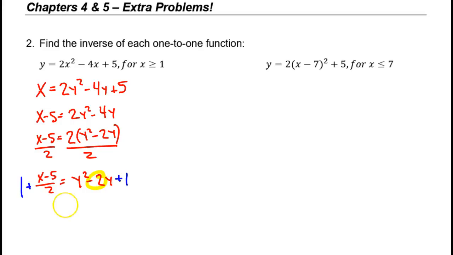My right hand side I can now factor because that's a perfect square trinomial. It factors into y minus 1 quantity squared. And if you don't mind, I'd like to rewrite my left hand side as 2 over 2 plus x minus 5 over 2. By writing 1 as 2 over 2, I have a common denominator, and I can now combine 2 and x minus 5 into x minus 3.